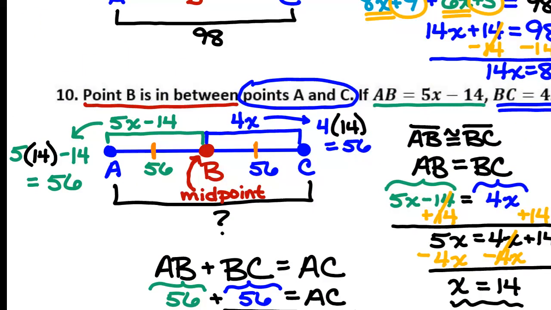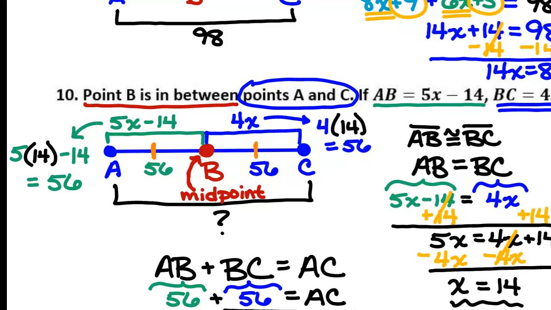If I have a point and on either side of it I have congruent segments, they're the same size, that is our midpoint. It's cutting my line segment in half. I can actually use that to shortcut this if I wanted to.